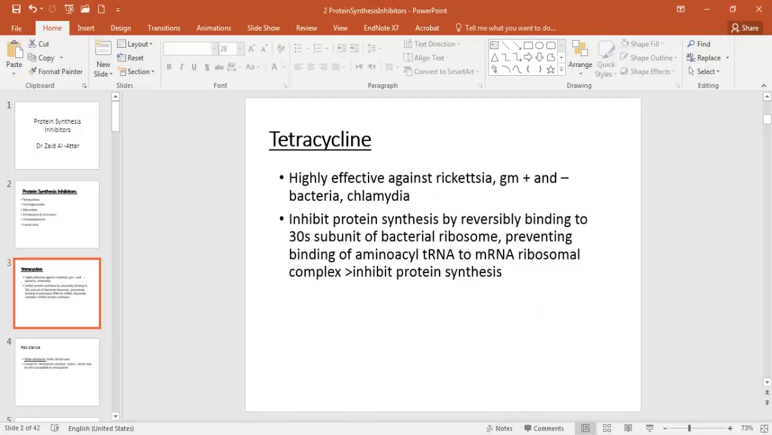To start with, tetracycline is highly effective against rickettsia, gram-positive and negative bacteria, and chlamydia. It inhibits protein synthesis by reversibly binding to the 30S subunit of the bacterial ribosome, thus preventing binding of aminoacyl tRNA to the mRNA ribosomal complex. As you know from your previous study, the ribosome is the site for protein synthesis, and thus these antibiotics prevent protein synthesis in the bacteria.